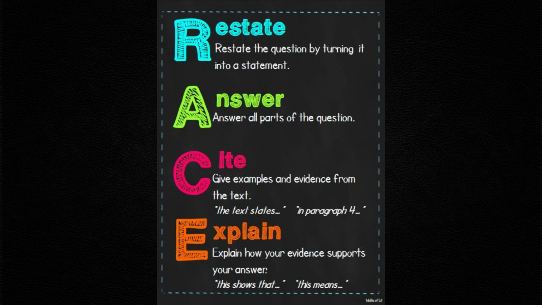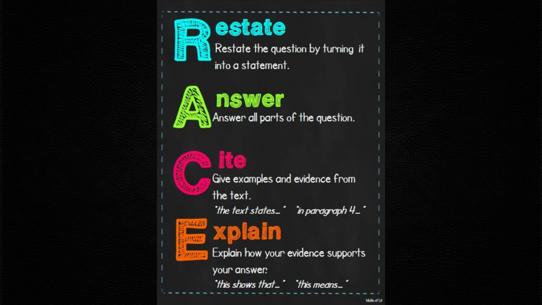Now that you have watched the video, we are first going to review what the RACE method is. In the RACE method, the R stands for restate. When you restate, you're going to restate the question by turning the question into a statement. The A stands for answer. Answer all parts of the question. Be sure if it has multiple parts not to leave any out.